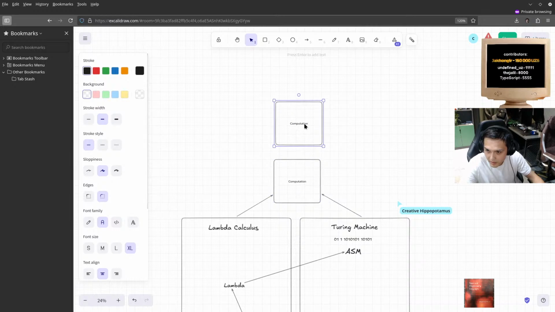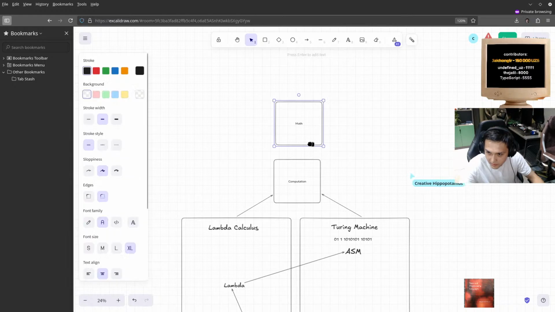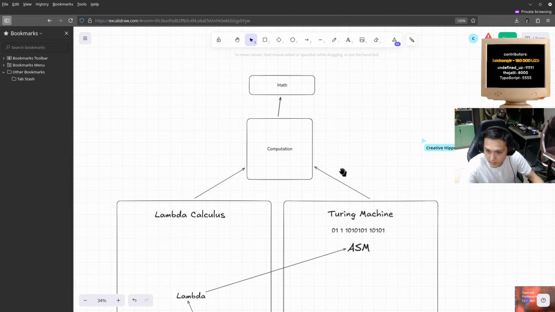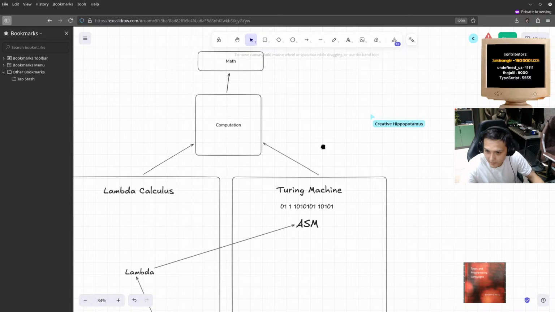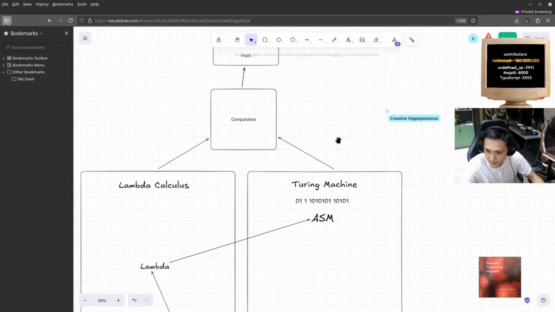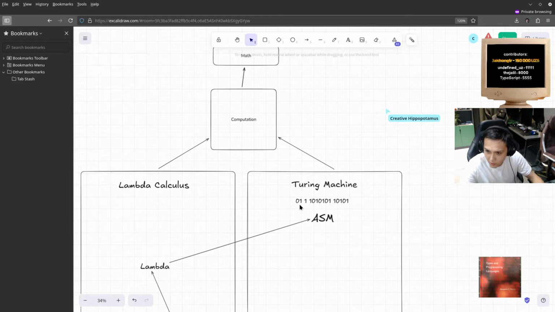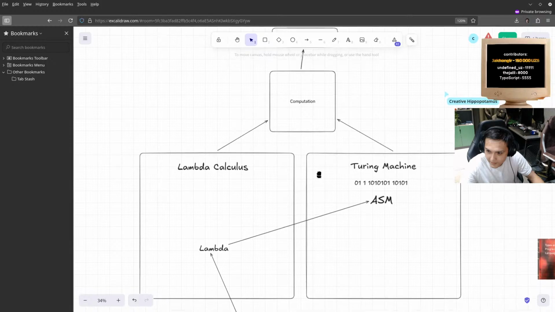Aytmoqchi bo'lganim, matematika deylik, chunki Alonzo amaki ham matematika uchun qilgandi. Matematikaning foundation'i bo'lish uchun. Hamma narsa mana shu orqali bo'lishi kerak edi matematikada. Keyin Alan amaki qaraganda, o'zi o'z yo'nalishiga ketdi. Urush uchun shunaqa vaziyat bo'lib qolgan.